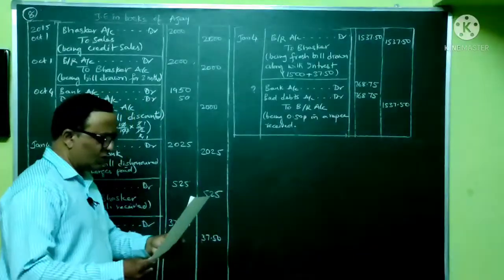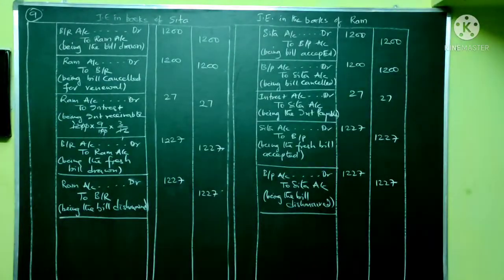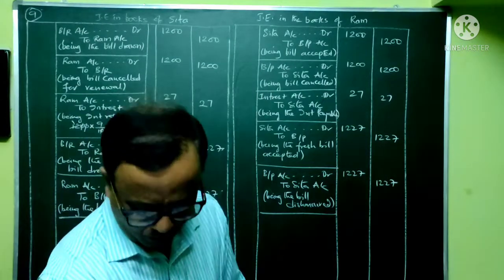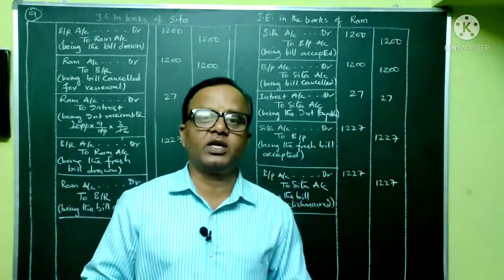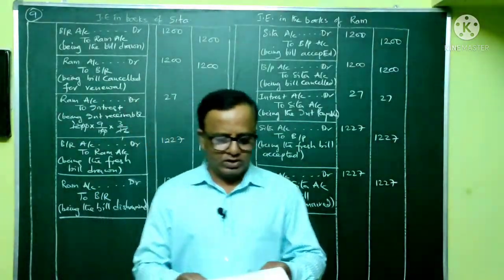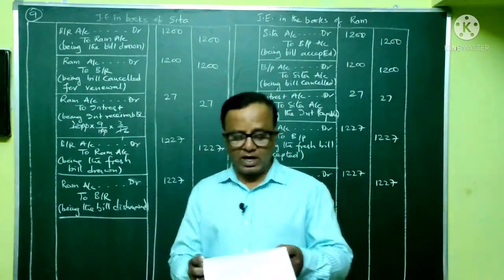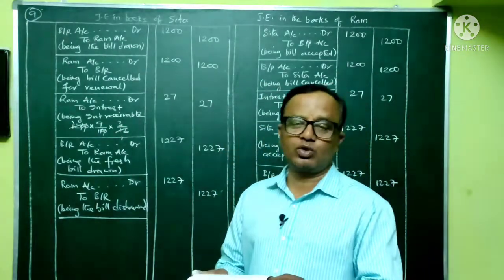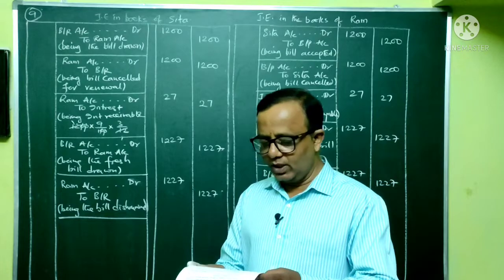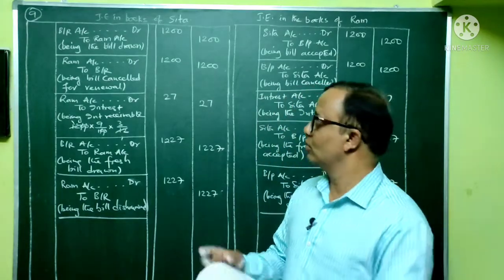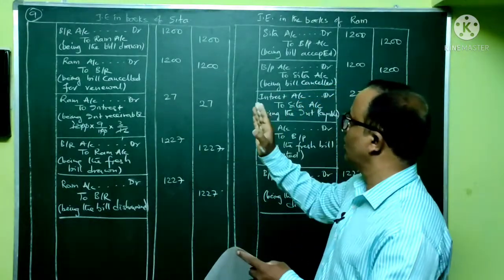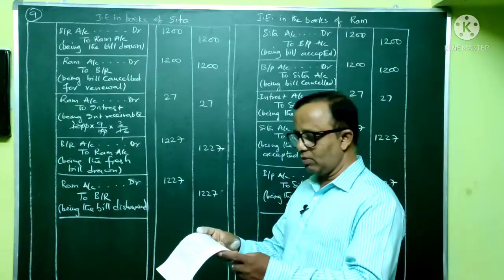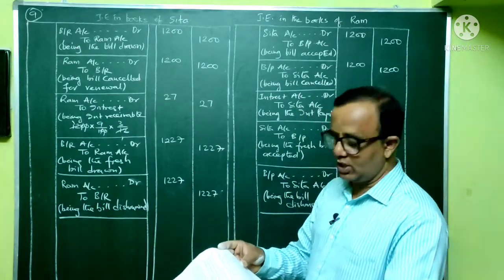Now let's take our ninth problem. The ninth problem is something like this. Ram accepted a bill drawn by Sita for 1200. So Sita has drawn a bill on Ram for 1200 rupees, payable after 3 months. That means she has drawn a 3 months bill.